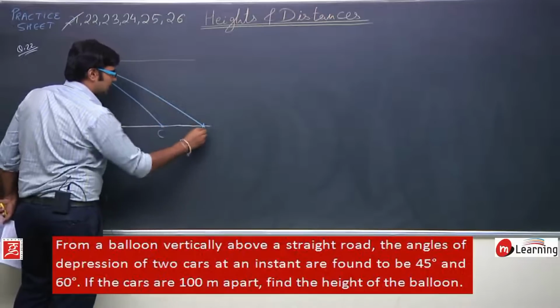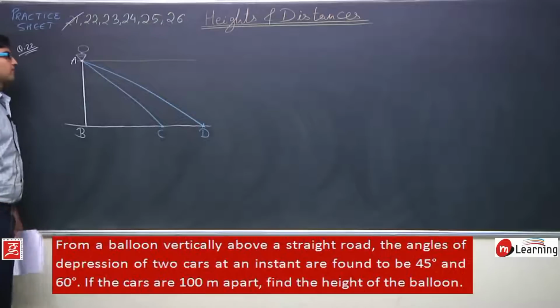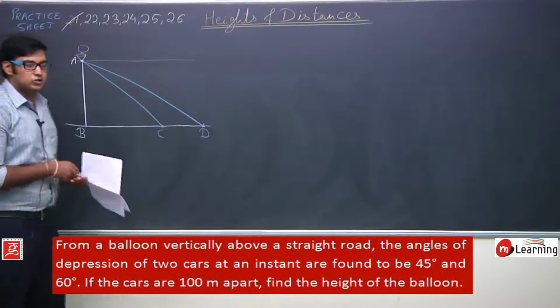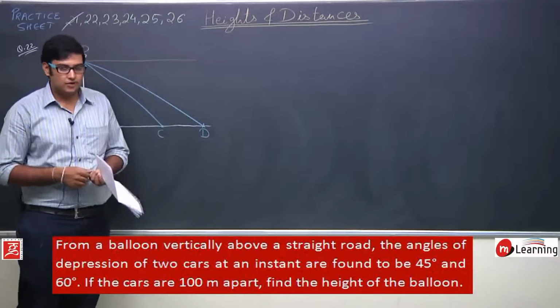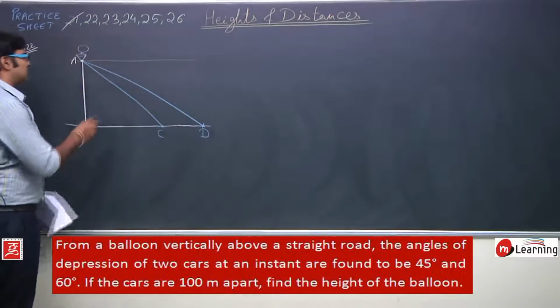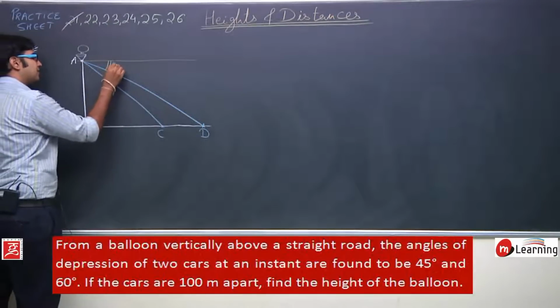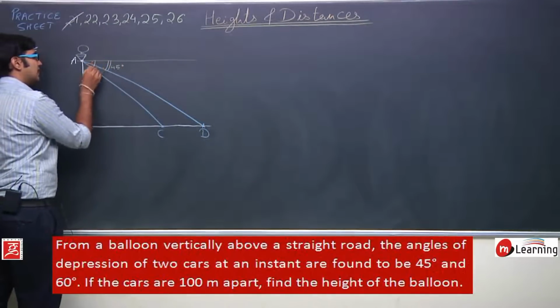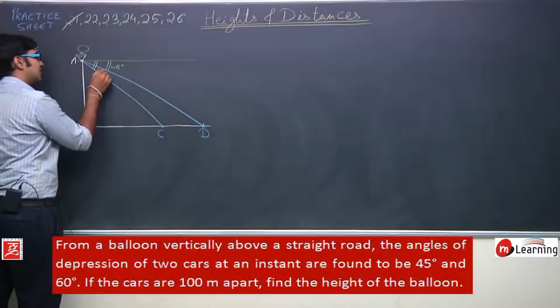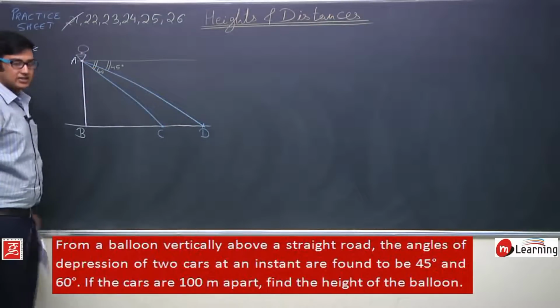This is car C and car D. Now which angle should be 60 and which angle should be 45? It's very obvious. You can see this angle is the smaller one, so this angle is definitely 45 degrees, and this angle is the larger one, so definitely this is 60 degrees.